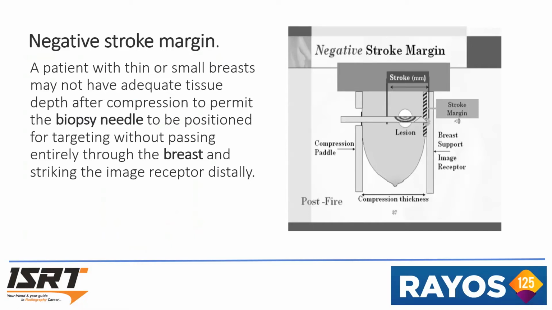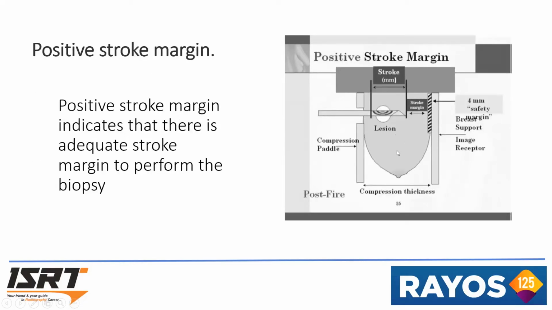What is negative stroke margin? A patient with thin or small breast may not have adequate stroke margin. Here we can see there is no adequate stroke margin, and in such cases, if the biopsy is performed, the needle will pass through the entire breast and will strike on the image receptor. Here, the needle is striking the image receptor. This is called a negative stroke margin. Positive stroke margin indicates that there is adequate stroke margin to perform the biopsy. In this picture, we can see a safe stroke margin.